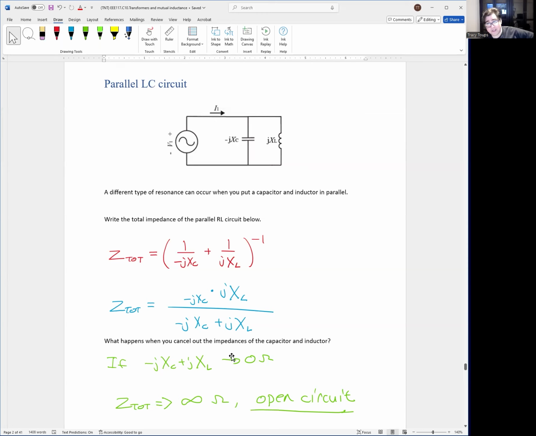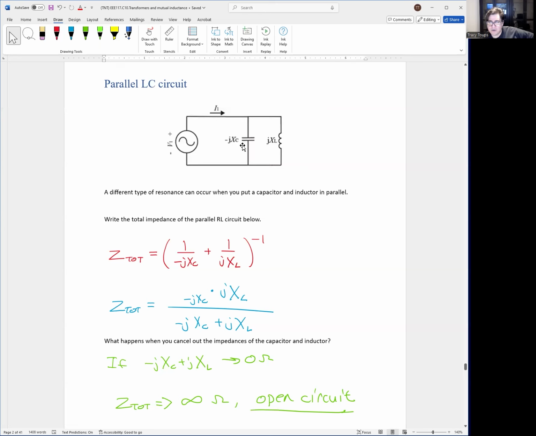That's what a series resonance did. We could use the same phenomenon where this cancels to 0, but the big difference is that this is in the denominator. So what ends up happening is you get something divided by 0, which we know is infinite impedance. Very big difference in this particular case. This now turns into an open circuit rather than a short circuit. In a series LC circuit, they cancel each other out to be a short circuit.